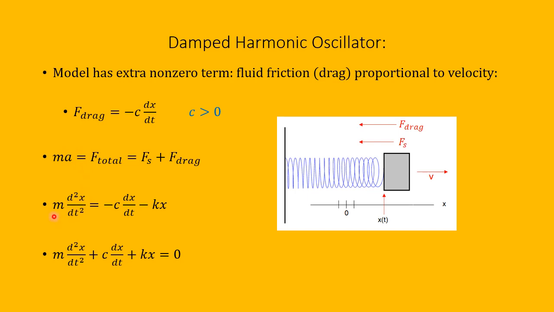So ma in this case is m times the second derivative of the position x with respect to time, and that equals the force due to the spring, which is minus kx, plus the force due to drag, which is minus c dx/dt. Rearranging these terms, we can write the differential equation as m times the second derivative of x with respect to t plus c times the derivative of x with respect to t plus k times x equals 0.